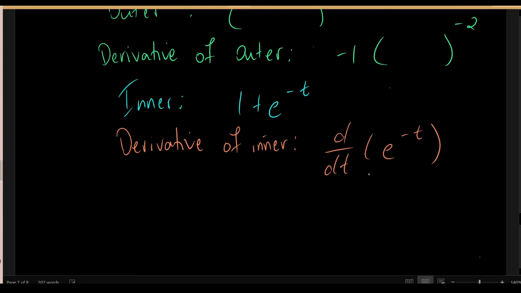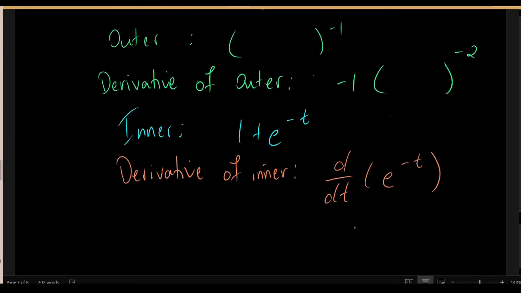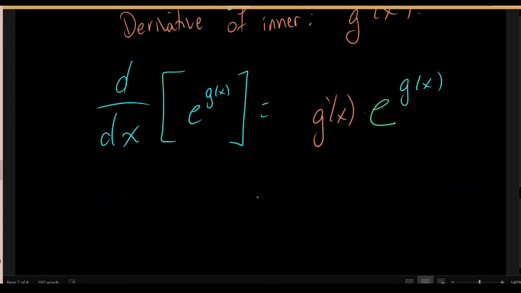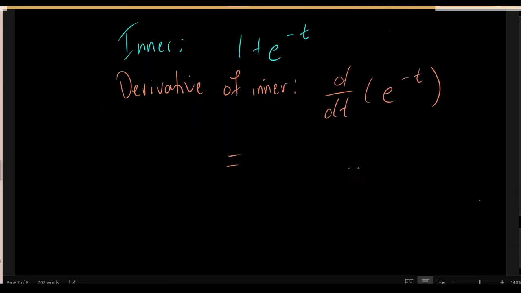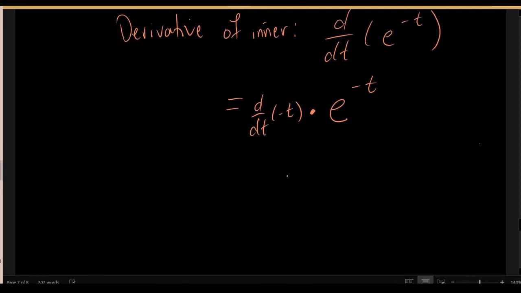And to answer this question, this is a great opportunity to use the formula from the previous page. The previous page says that if you want the derivative of e to the something, copy-paste the e to the something, and then multiply by the derivative of that something. So I'm going to copy-paste e to the minus t, and I'm going to multiply that by the derivative of minus t. So what's the derivative of minus t? That's just the constant multiple, negative 1.